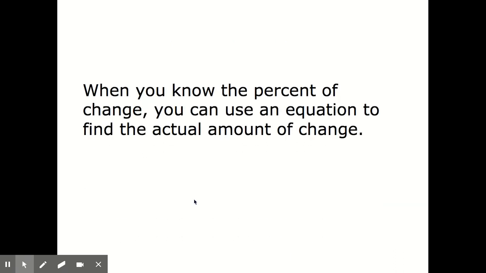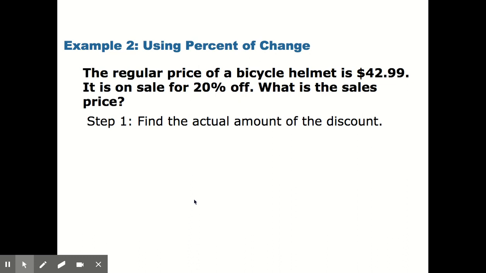When you know the percent of change, you can use an equation to find the actual amount of change. So let's look at using percent of change. The regular price of a bicycle helmet is $42.99. It is on sale for 20% off. What is the sales price?